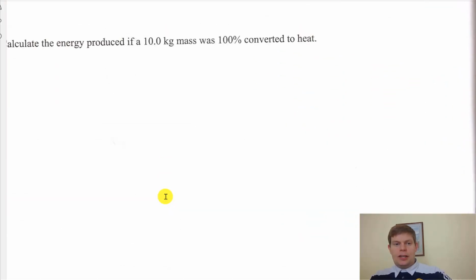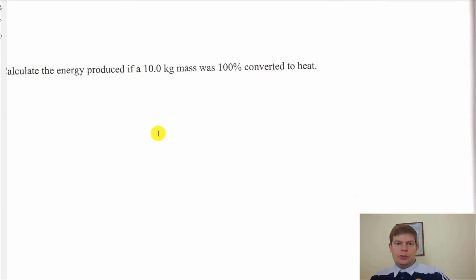And I think that is enough. A lot of the rest of this is just using E equals mc squared with the rest mass and all that. So you shouldn't have too much trouble with that.